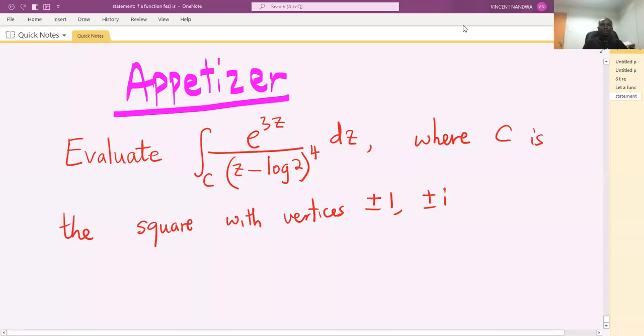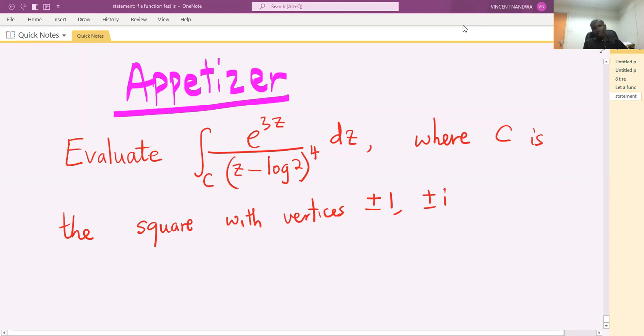Welcome to this session. We solve a problem involving the application of Cauchy integral formulas. So we have to evaluate the integral of the function e raised to the power 3z over (z minus log of 2) raised to the power 4, where C is a square with vertices plus or minus 1 plus or minus pi.